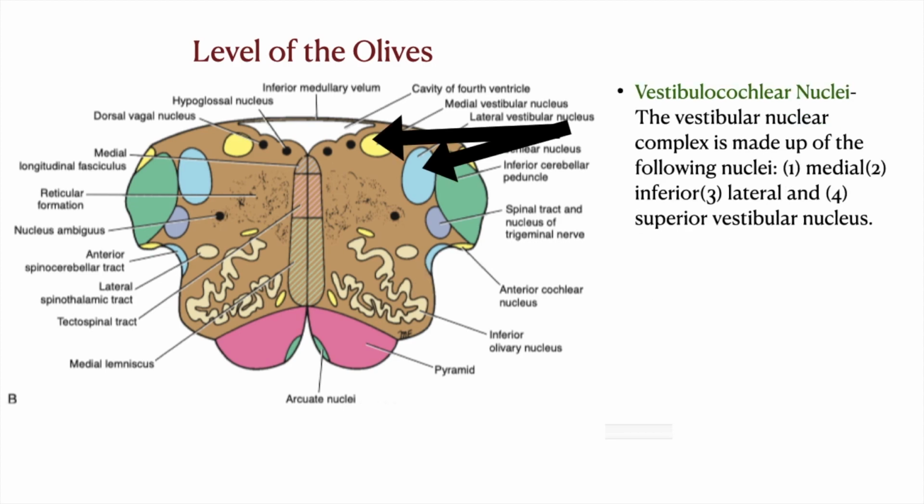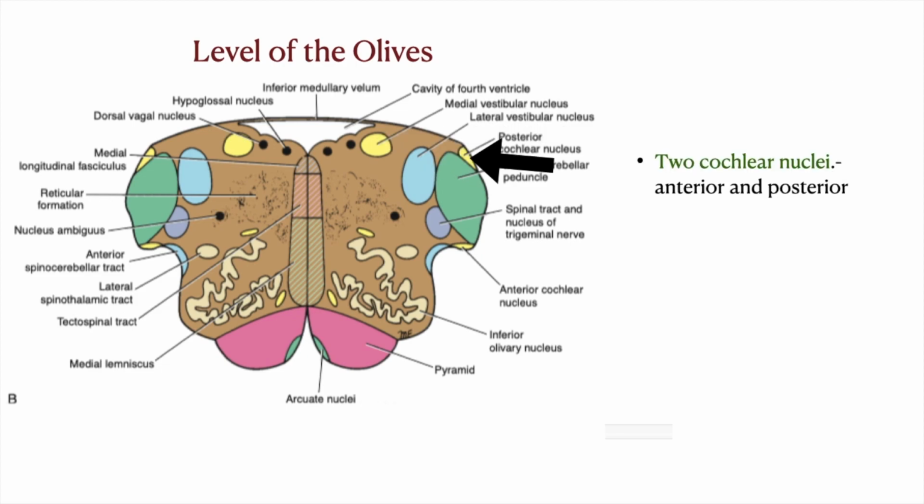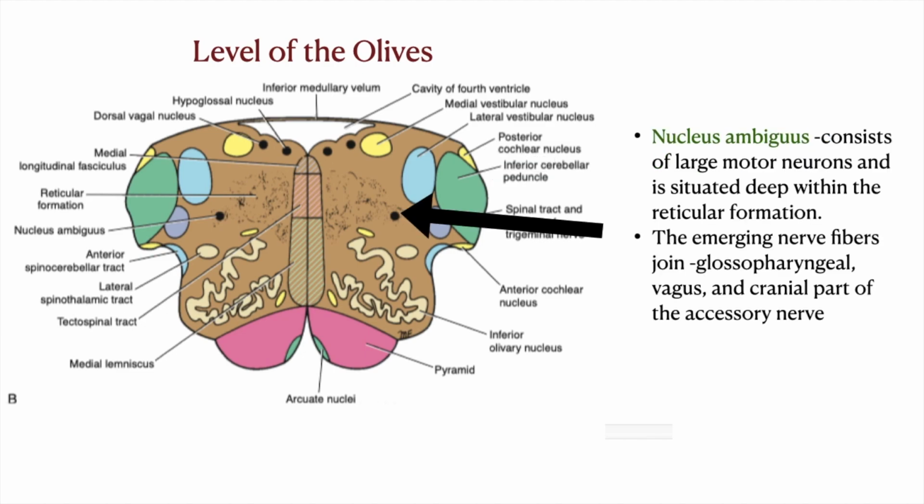You also see the vestibular nuclei, which consist of medial, inferior, lateral, and superior nuclei. You also see two cochlear nuclei, anterior and posterior. And you see the nucleus ambiguus, which consists of a large group of motor neurons that are situated deep within the reticular formation. The emerging nerve fibers join the glossopharyngeal, vagus, and cranial part of the accessory nerve.